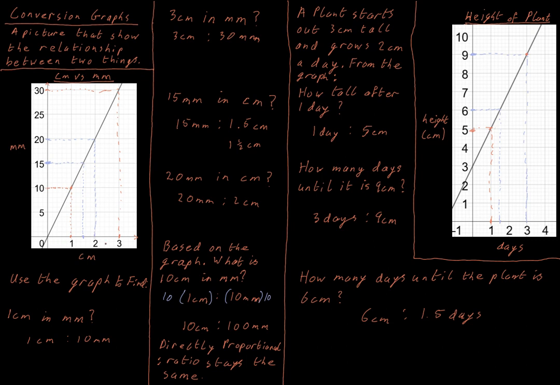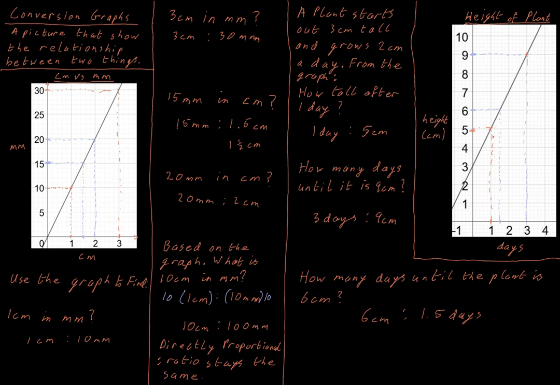So we only had the graph drawn for up to 3 centimeters, but we're able to use our rule out to 10 centimeters. It should be fairly obvious that as the plant gets bigger and bigger, it can't keep growing at 2 centimeters a day, because after 10 years it would be way up in the sky. So this relationship isn't going to work forever.